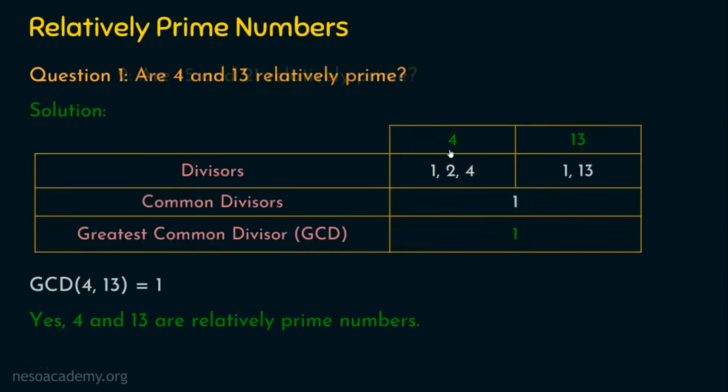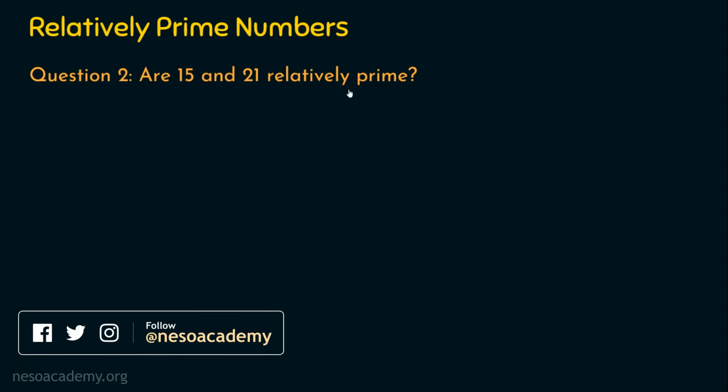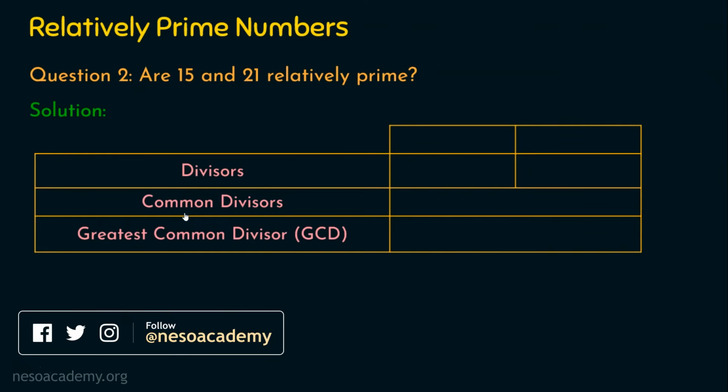Let's move on to question number 2. In this question, we are going to find whether 15 and 21 are relatively prime. We are going to follow the same manual approach. So we are going to find the divisors, followed by the common divisors and the greatest common divisor. Let's solve this now. The first number is 15 and the second number is 21.